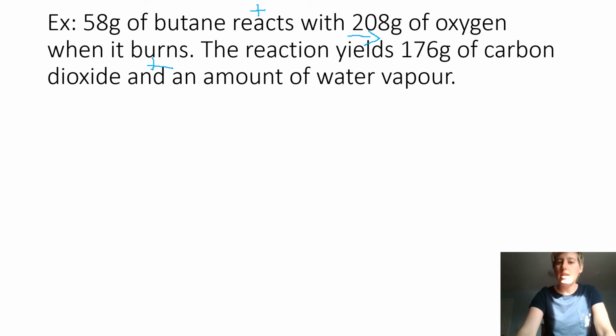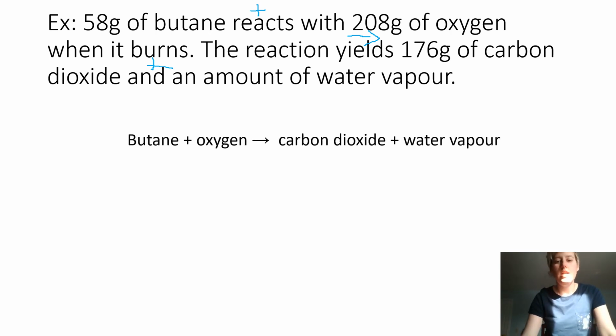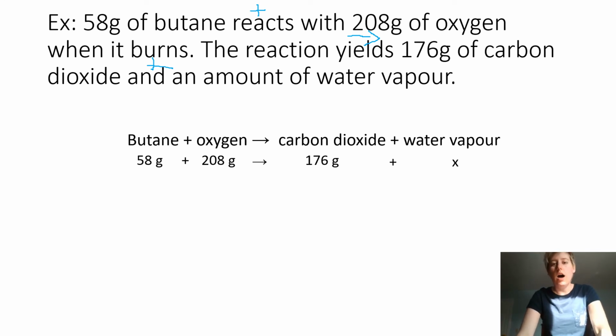So translating this into a word equation gives me the following. I write down the numbers that I have, and what I don't have, I put an X. So 58 grams of butane, 208 grams of oxygen, 176 grams of carbon dioxide, and a certain amount of water vapor. So my total mass of my reactant side will be equal to my total mass of my product side.